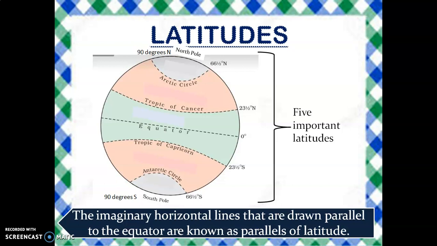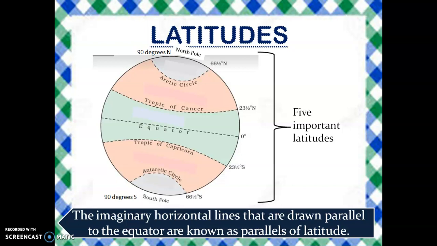Now let's look at the latitudes in detail. The equator, if you can see, is marked at 0 degrees. The North Pole is 90 degrees north. The South Pole is 90 degrees south. Thus, the latitude of a place tells us how far north or south a place is from the equator.